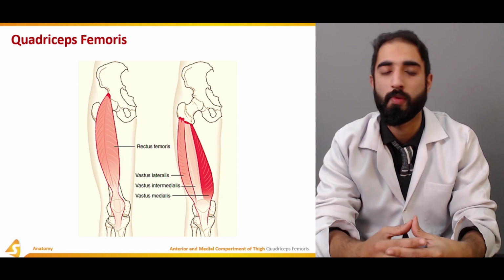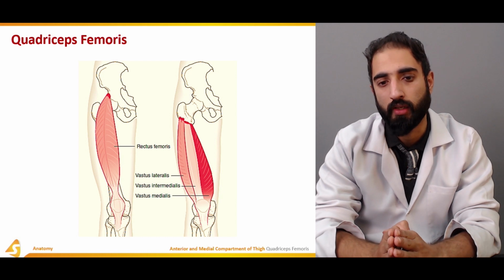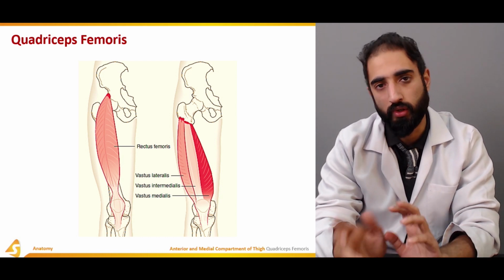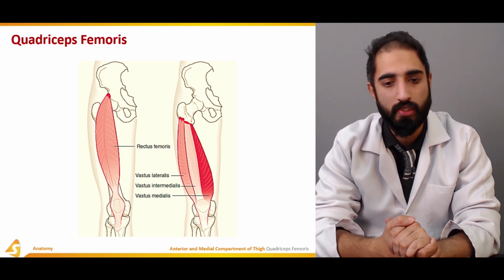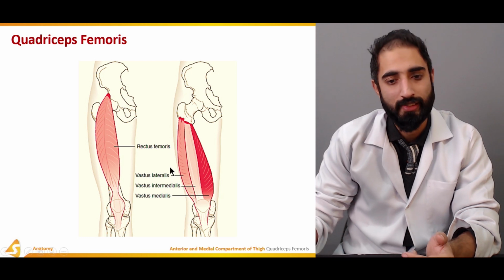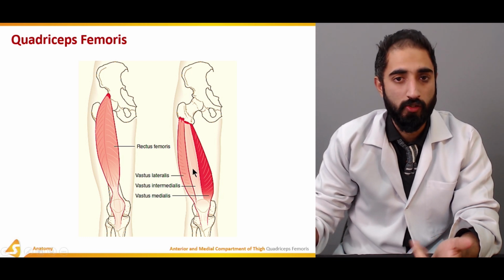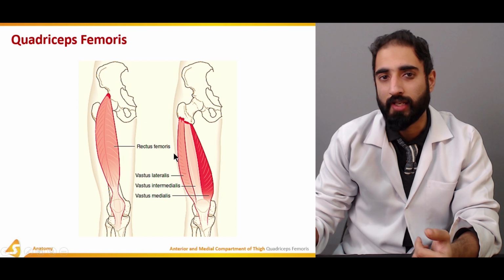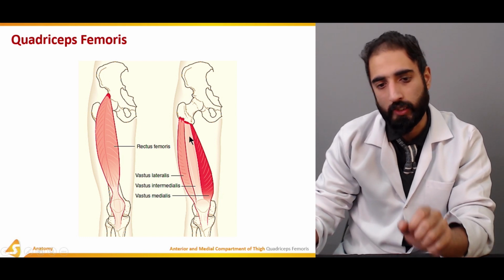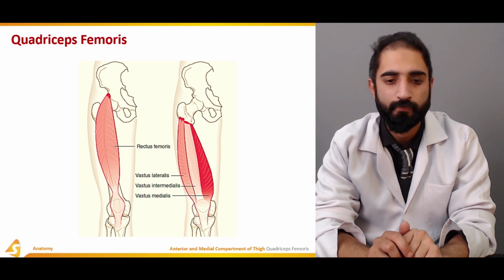So quadriceps femoris as a group may be a multi-joint muscle, but it's not altogether right to say that individually they are all multi-joint muscles, because only rectus femoris is a multi-joint muscle. But if we talk about the vastus lateralis, vastus intermedius, and vastus medialis, they are not multi-joint muscles because they do not cross the hip joint and they only act on the knee joint.